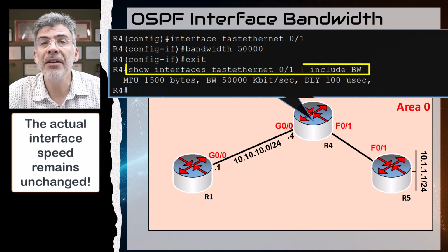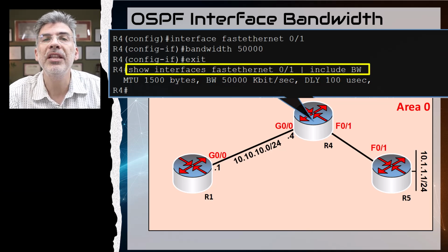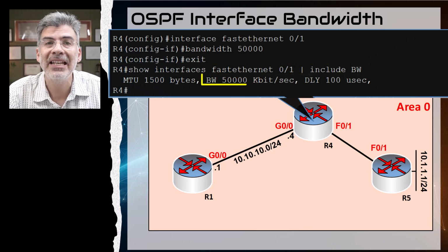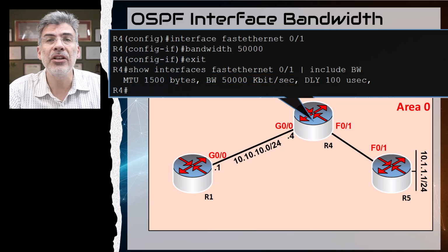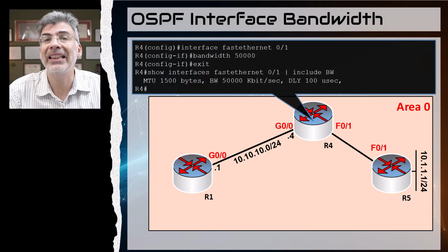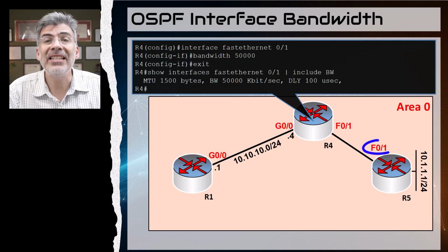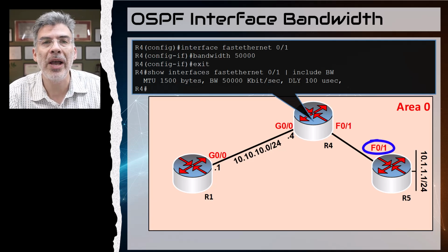If we issue this command here, we can see the part of the output of the show interface command that tells us the configured bandwidth, which is indeed 50,000 kilobits per second. Now, to be consistent and ensure that routing is performed correctly in both directions, we should apply the same bandwidth value to this interface here on R5 as well.